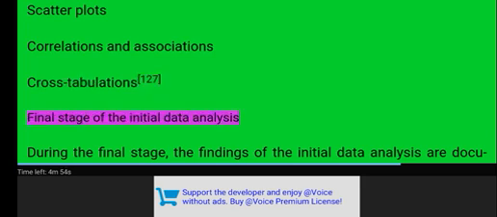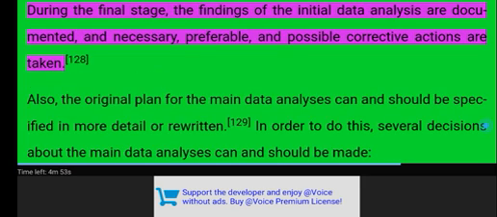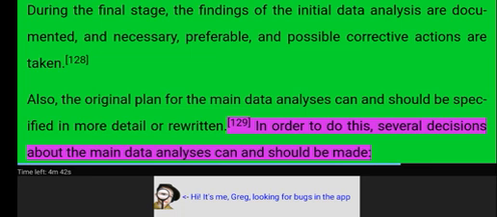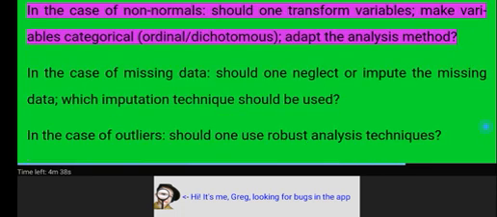127. Final stage of the initial data analysis. During the final stage, the findings of the initial data analysis are documented, and necessary, preferable, and possible corrective actions are taken. 128. Also, the original plan for the main data analyses can and should be specified in more detail or rewritten. 129. In order to do this, several decisions about the main data analyses can and should be made.